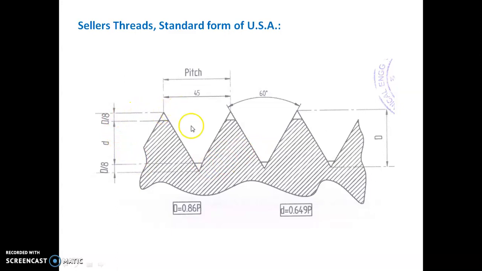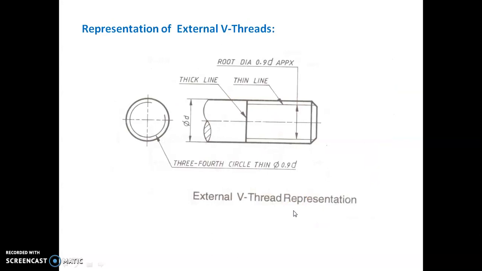And again the depth can be found out using the pitch value and the angle, or else you can have the D value, which is equal to 0.86 of P, and the small d value is 0.649 of P. Any one can be used here, and these thread forms can be drawn. After this we have the different representations of the V threads, or the isometric threads.